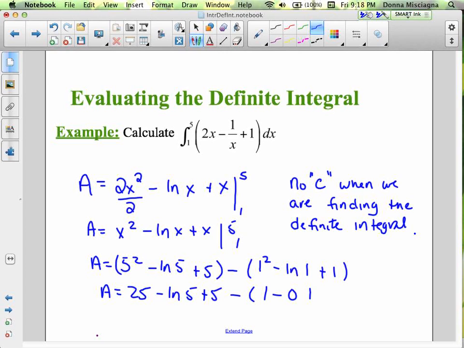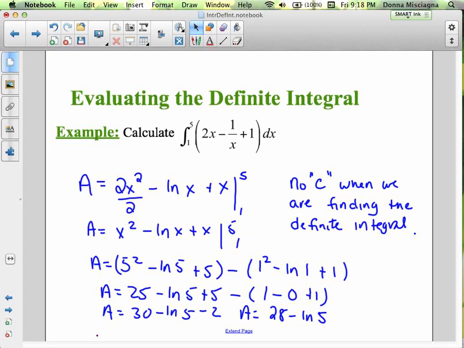And then plus 1. So this is just going to be 30 minus natural log of 5, and then minus 2. So our final answer here is going to be 28 minus natural log of 5. And you can leave it like that, the exact answer. Don't worry about getting a decimal equivalent for it. There's our answer.